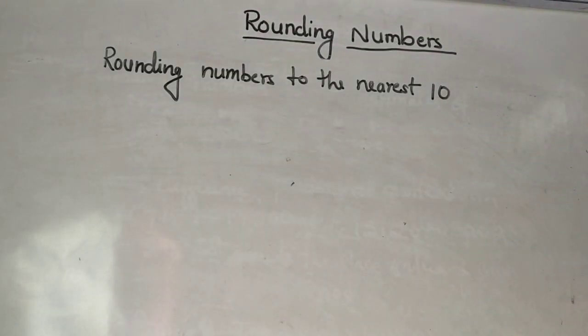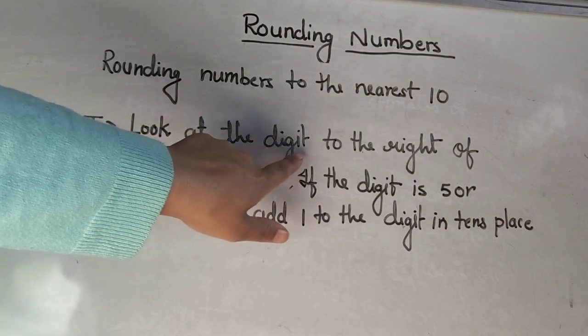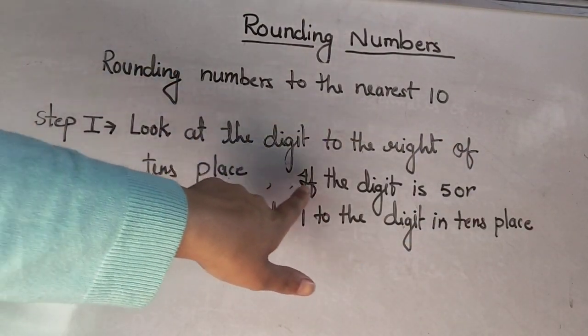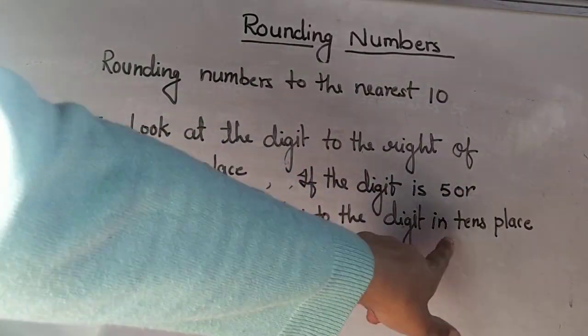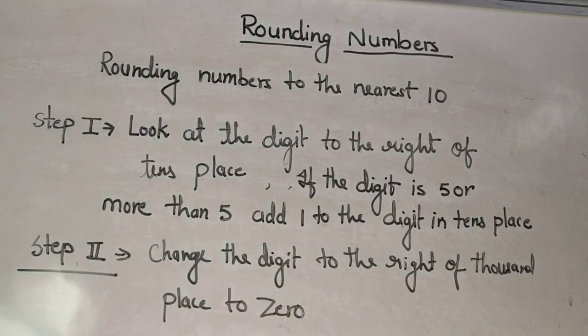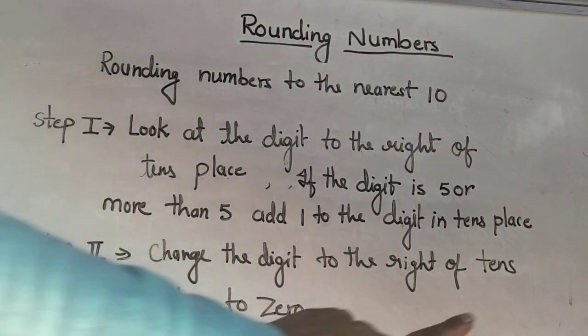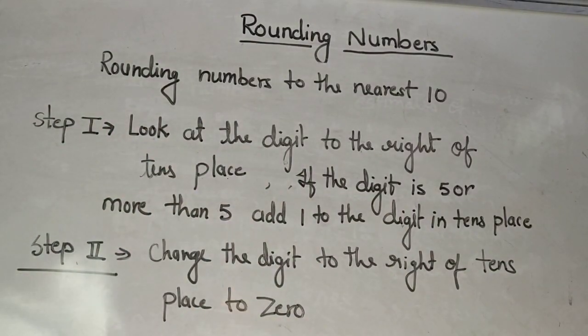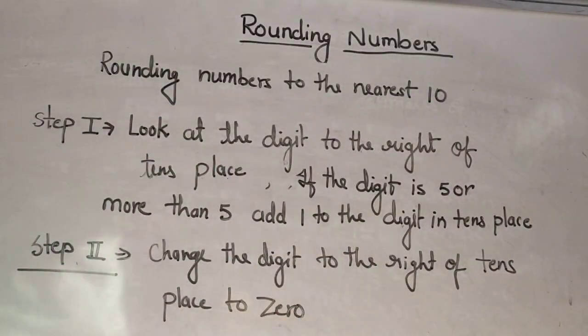Now let us learn rounding numbers to the nearest 10. For that we need to follow two simple steps. Step 1. Look at the digit to the right of tens place. If the digit is 5 or more than 5, add 1 to the digit in tens place. Step 2. Change the digit to the right of tens place to 0.